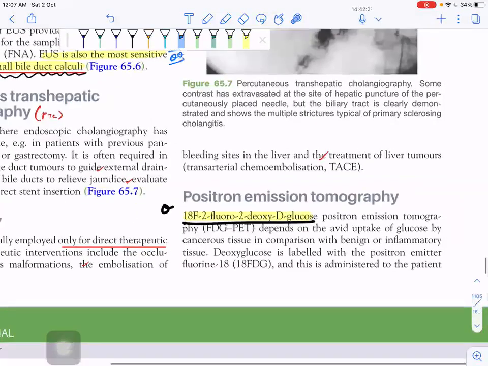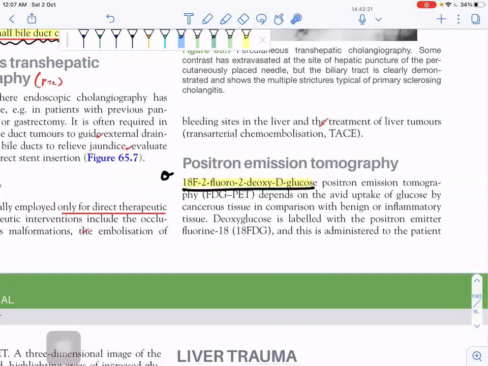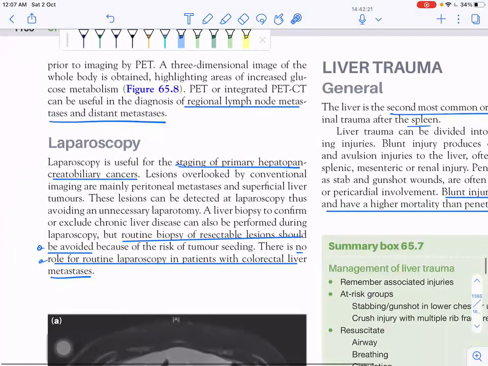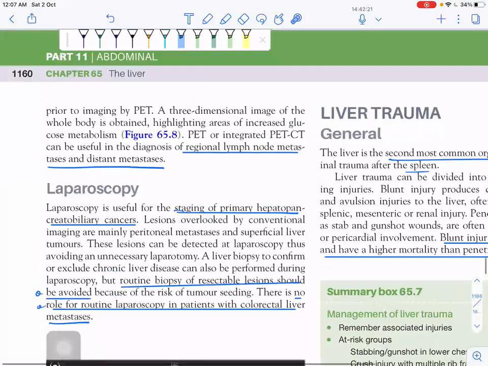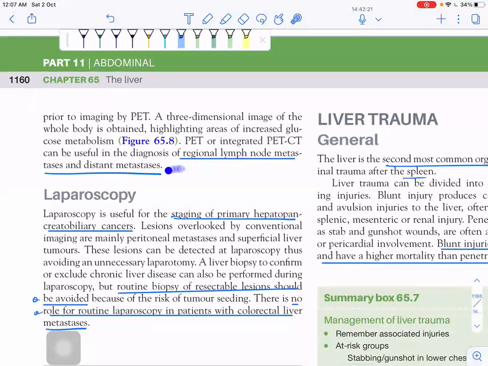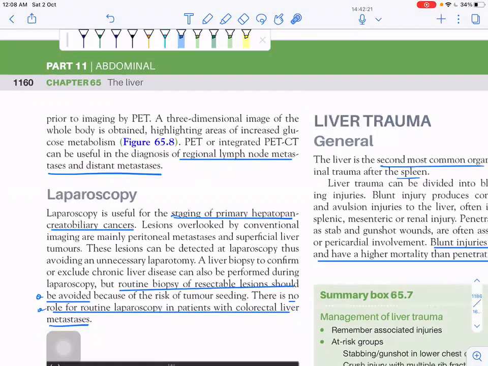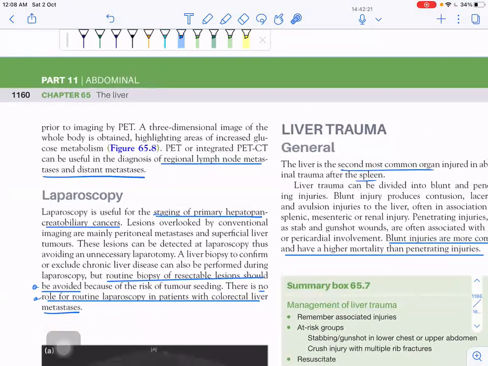So PET scan. This is your previous NEET PG question. They asked the full form of PET. Actually they gave 18F, 19F, 20F like that. This 18F, everything is 2: 2-fluoro-2-deoxy-D-glucose. Just remember the full form. Next page, 1160. PET or integrated PET-CT can be used in the diagnosis of regional lymph node metastasis and distant metastasis. So this investigation is useful for regional lymph node metastasis.